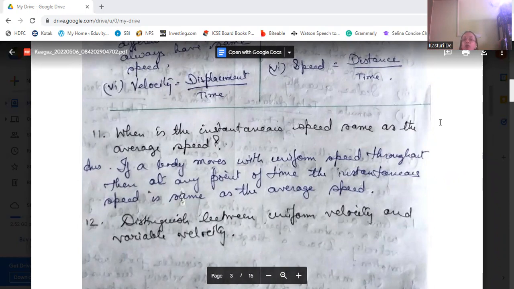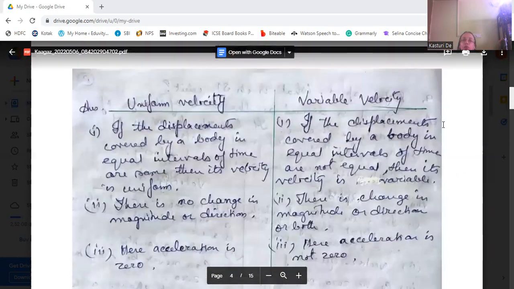Now we will distinguish between uniform velocity and variable velocity. If the displacements covered by the body in equal intervals of time are the same, then its velocity is uniform. In case of variable velocity, the displacements covered by the body in equal intervals of time are not the same.